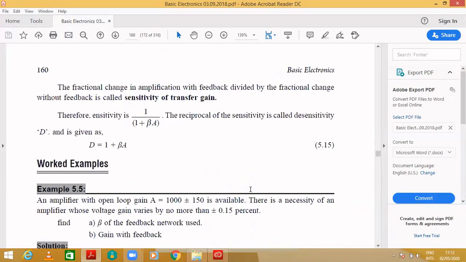So let's see what the sensitivity is. 1 over (1 plus beta A) is called the sensitivity. The reciprocal of this is called the desensitivity. The sensitivity is the fractional change in amplification with feedback divided by the fractional change without feedback. It is already given here.